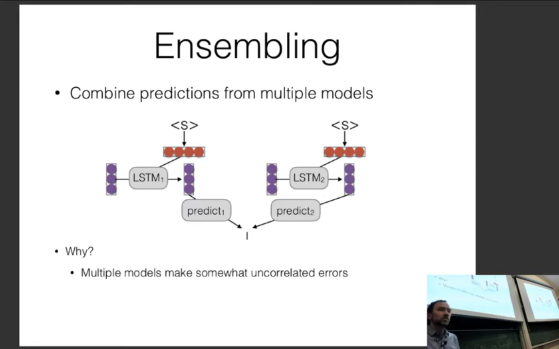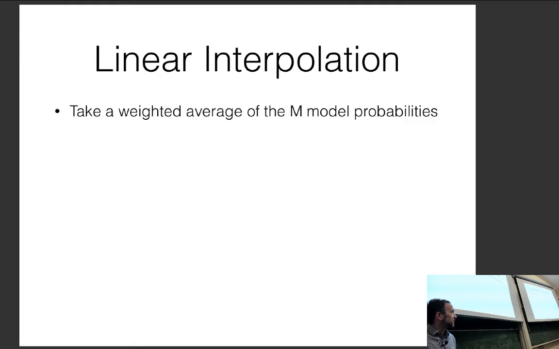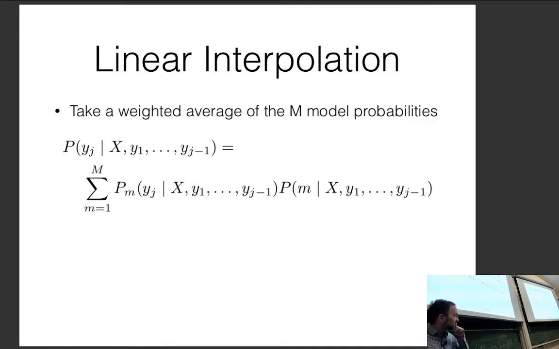The ensemble will tend to favor the model that's more certain. Yes, so that's it. This smooths over idiosyncrasies of the model. So the thing I covered in the reading is linear interpolation. This is a slightly more complicated version of what I covered in the reading, but basically it takes the weighted average of m model probabilities. So you have the probability according to each model, and you take the weighted average of them.